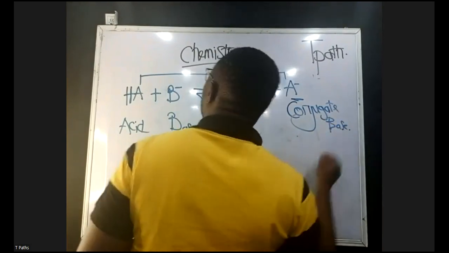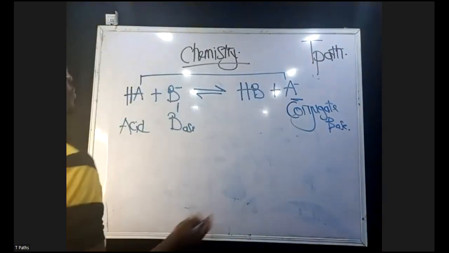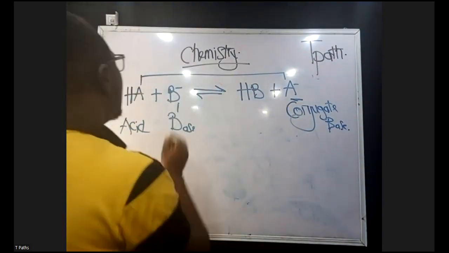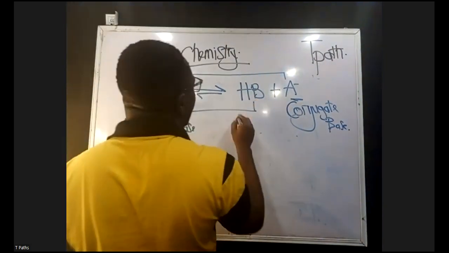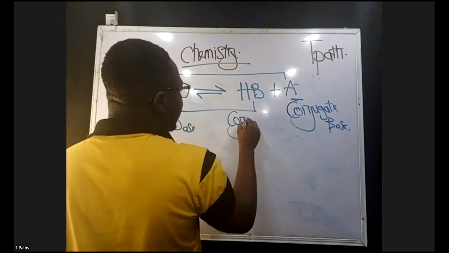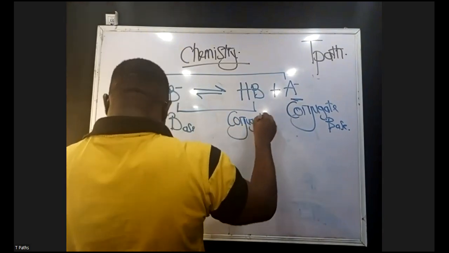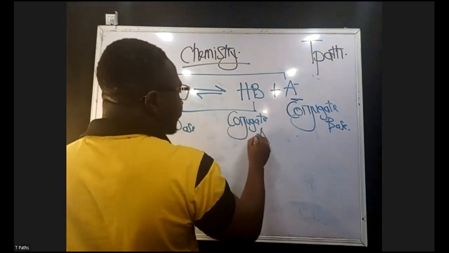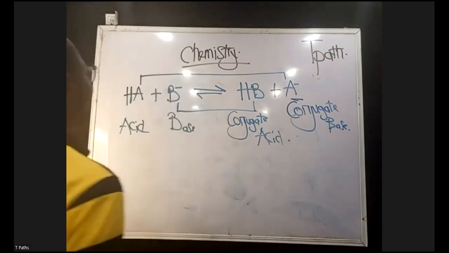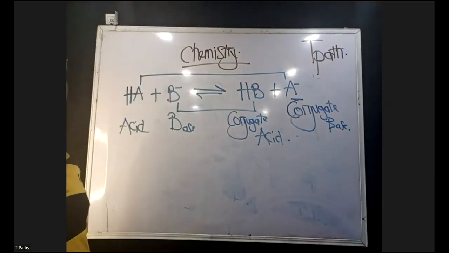Now, B minus accepts that proton that is being given out by HA to form BH. And this is called the conjugate acid. Now, this is a hypothetical reaction. This is a very good example.